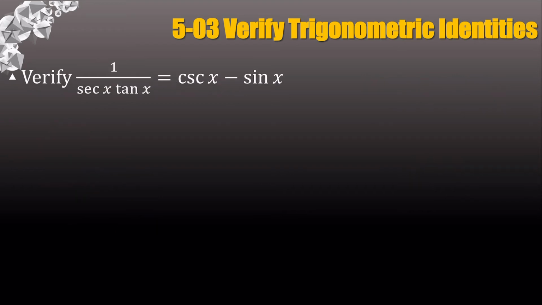Let's try one more, and then one more after this one. All right, what side's more complicated? I don't really know, but I'm going to use the left side. I know that 1 over secant is cosine, so that part is cosine. And I know 1 over tangent is cotangent, so that part is cotangent. Well, it doesn't look like what we're trying to get to.